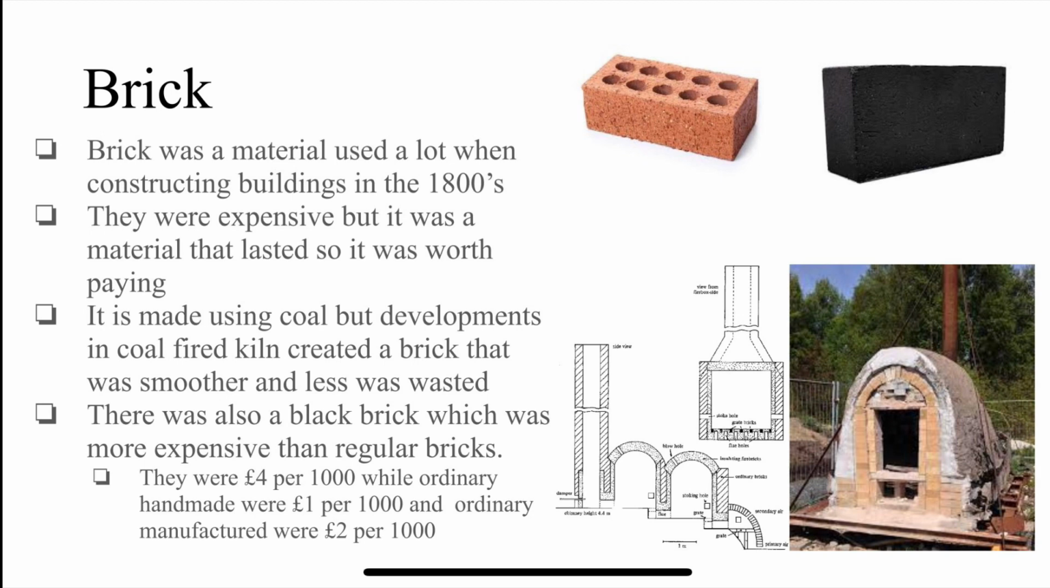There was also a black brick, which was more expensive than regular bricks. They were 4 pounds per 1,000, while ordinary handmade bricks were a pound per 1,000, and ordinary manufactured bricks were 2 pounds per 1,000.